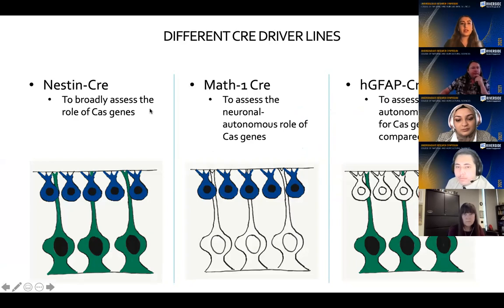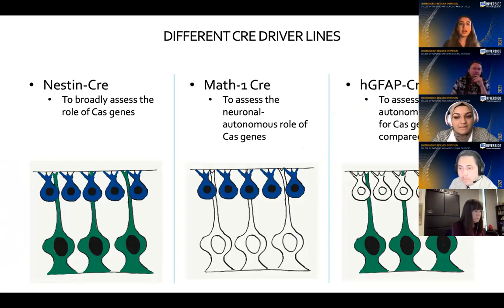So these are some of the Cre driver lines that we developed. There's the Nestin-Cre, and we use that to broadly assess the role of the Cas genes. And so the Nestin-Cre deletes the Cas gene from both, as you can see, the neurons in blue and the glia cells in green. While the Math1-Cre we use to assess the neuronal autonomous role of the Cas gene, because the Cas gene was deleted specifically only from the neurons. And then in future work, we're going to be using the human GFAP-CreERT to assess the glial autonomous roles for the Cas genes compared to the Math1, because this Cre driver line deletes the Cas protein from only the glia cells.